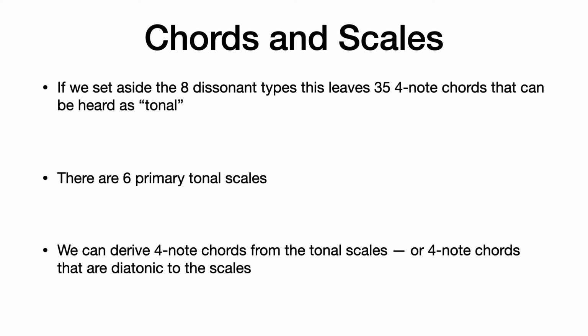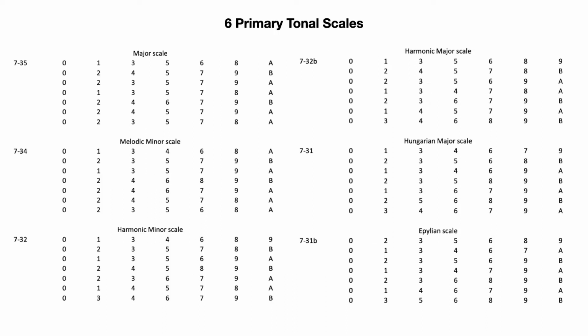There are 6 primary tonal scales that I investigated in the harmonic transformation series, and you can see how those were all abstracted from or derived from the major scale. And we can derive 4-note chords from the tonal scales, or 4-note chords that are diatonic to the scales. So these are the 6 primary tonal scales that we're going to be using. For the majority of this video, I'm just going to be utilizing the major scale, and you're going to be able to see how this applies to the other scales as well.